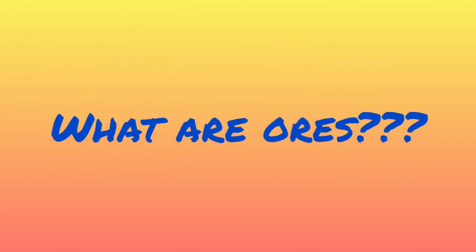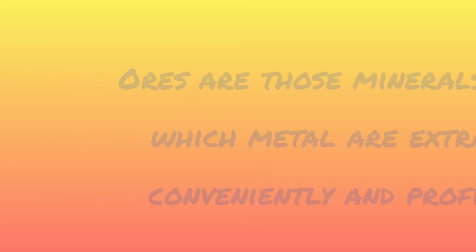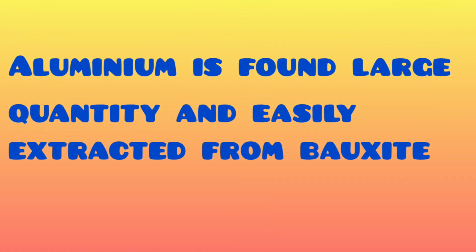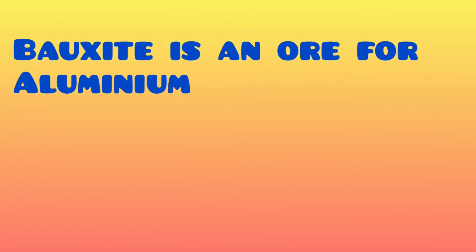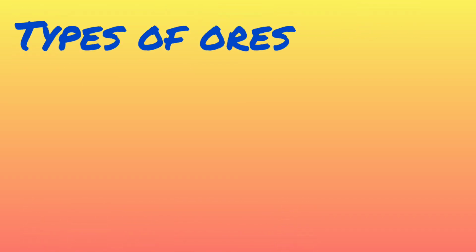What are ores? Ores are those minerals from which we can extract the metal profitably and conveniently. Clay and bauxite both contain aluminium, but aluminium is found in larger quantity in bauxite, and therefore bauxite is the ore of aluminium while clay is a mineral.